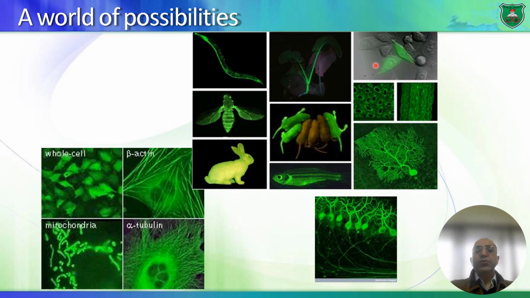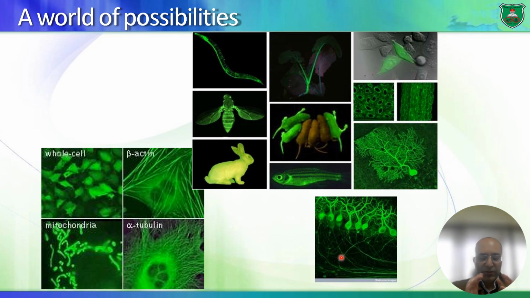We can see tissues, by the way. This is a whole fish. So we can also have nerve cells fluorescing by letting them express the green fluorescent protein. And we can see how these nerve cells can connect with each other. So we can understand nerve connection, for example.